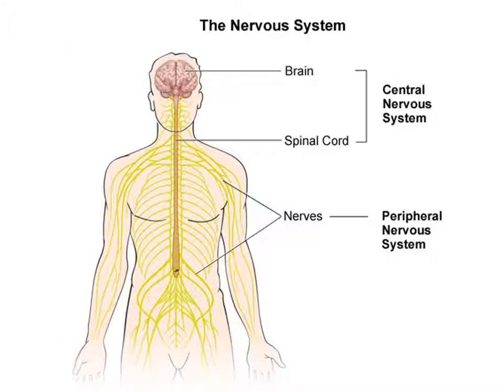This is a diagram of the nervous system, which includes the three main structures, which are the brain, which is in the head, the spinal cord, which runs down your back in the spinal column, and then the nerves that leave the spinal cord and go out to every area of your body.